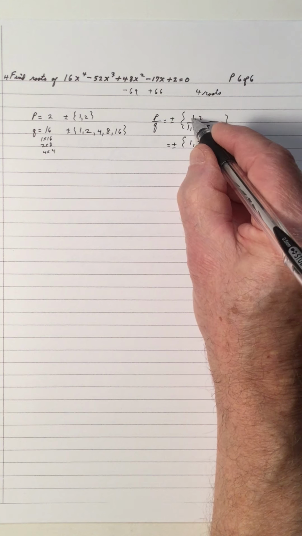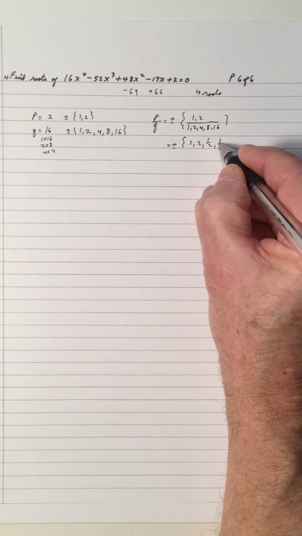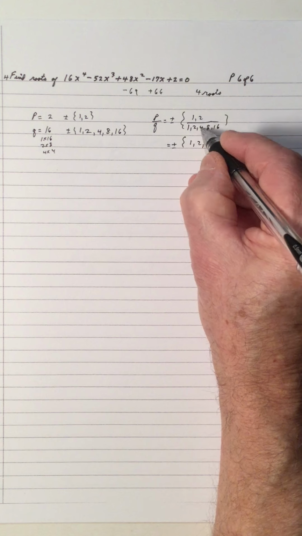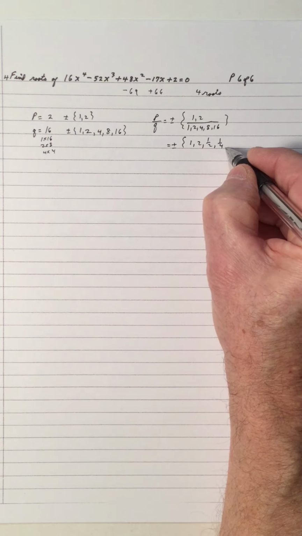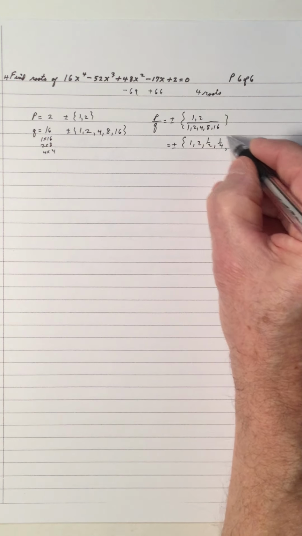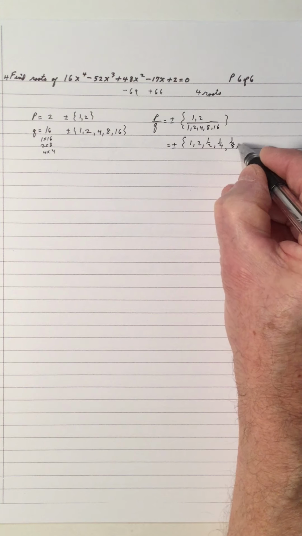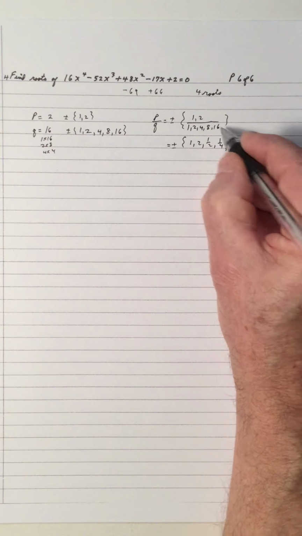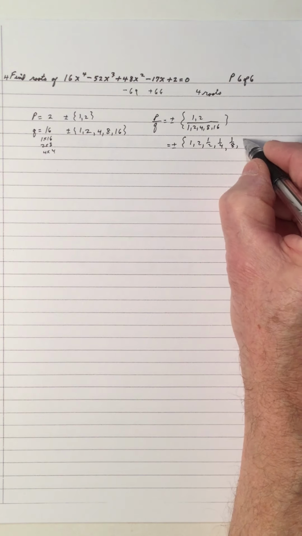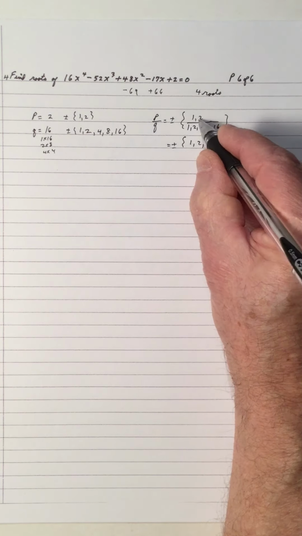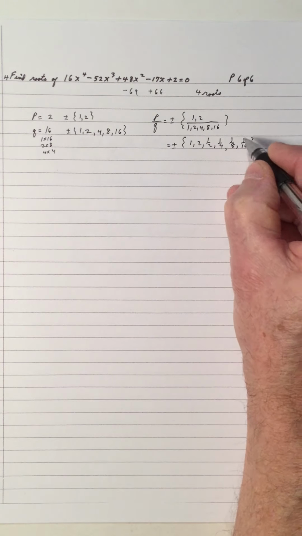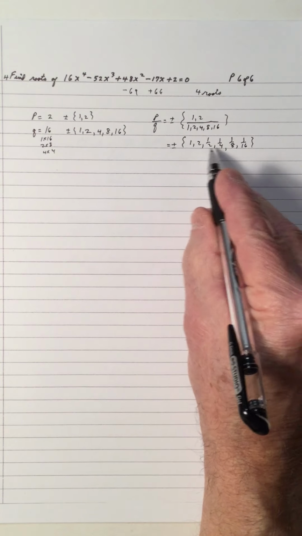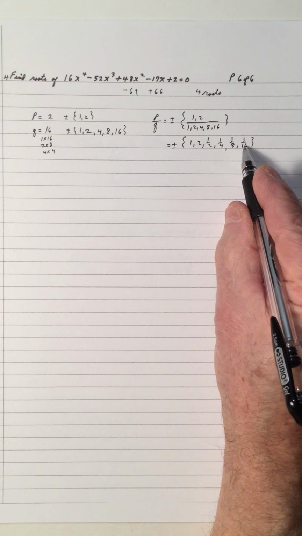Let's divide by 4. 1 divided by 4 is a quarter. 2 divided by 4 is a half, already there. Divide by 8. 1 divided by 8 is 1 over 8. 2 divided by 8 is 1 quarter, already there. And now I divide by 16, so I get 1/16. 2 divided by 16 is 1/8, already there. So these are all possible, plus or minus each one of these.